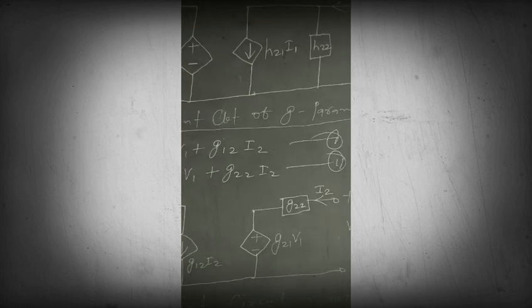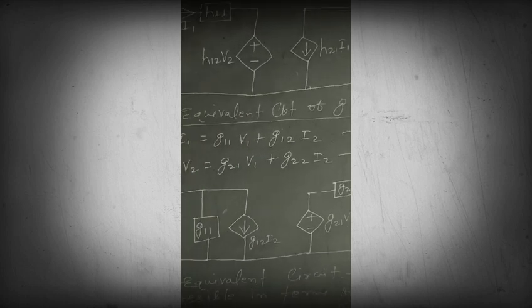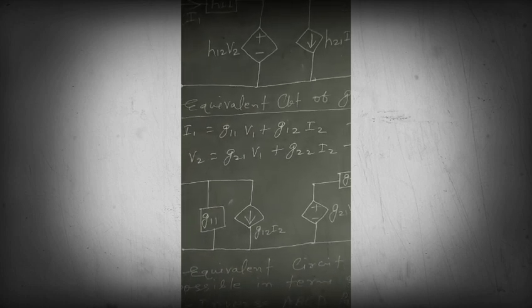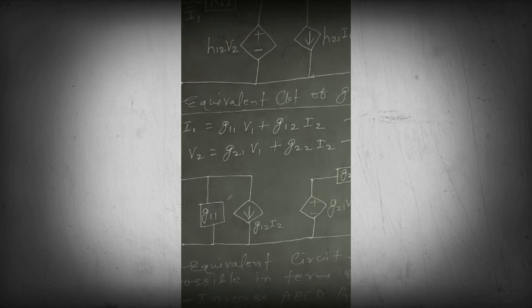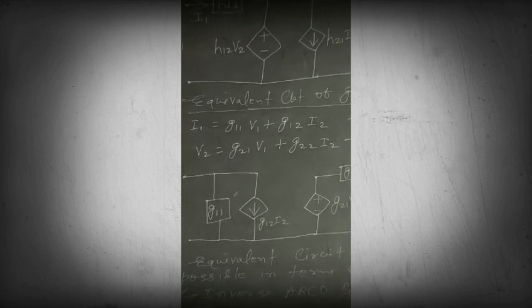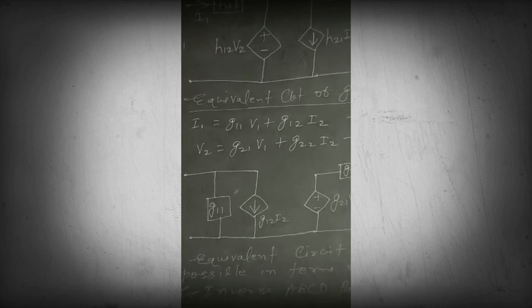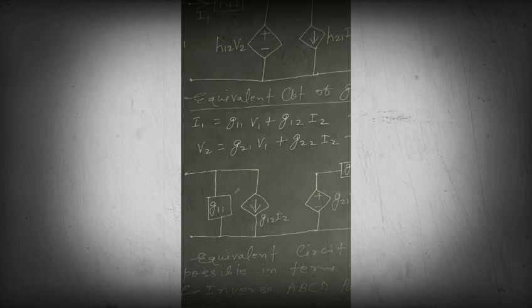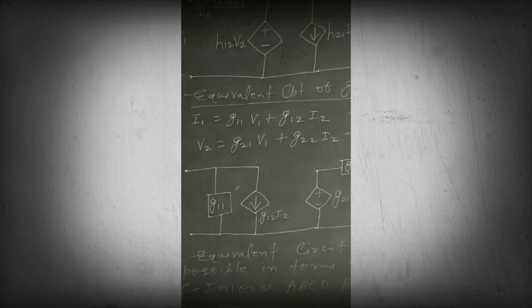Now come to the secondary port. At the secondary port we have the voltage V2 and current I2, and we have to write V2 equal to G21 into V1 plus G22 into I2. When you have voltage on the LHS, it means in the equivalent circuit the branches will be in series, and if you have current on the LHS, it means the branches will be in parallel. So here it is sure that the branches will be in series. V2 equals G21 into V1 plus G22 into I2.